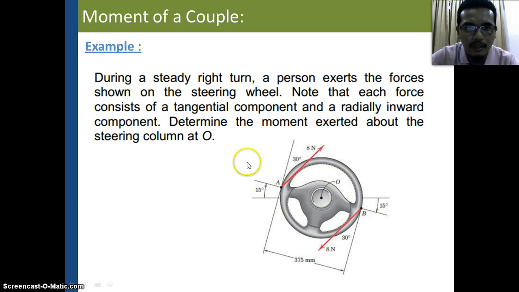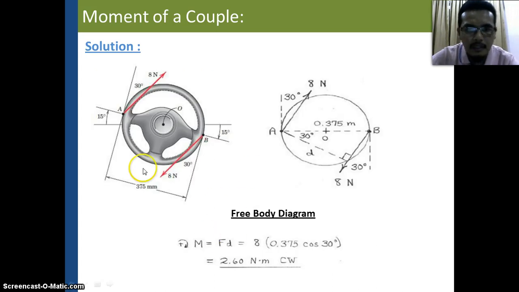For example, we have a steering wheel during a steady right turn. The person exerts the forces shown on the steering wheel. Because we want to turn right, note that each force consists of a tangential component, tangent at this point E and also the point B, and a radial inward component. Determine the moment exerted about the steering column at O. We have the magnitude of the forces in Newtons. Because of the couple, this gives us the same forces but in different directions. Okay, so we can see this calculation.